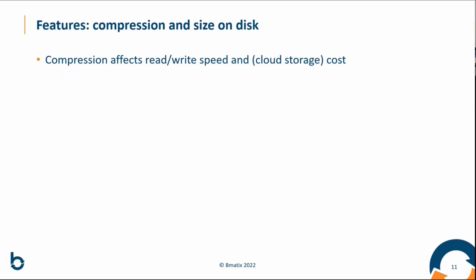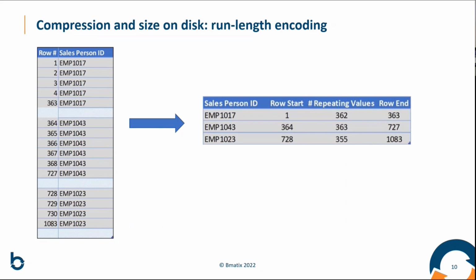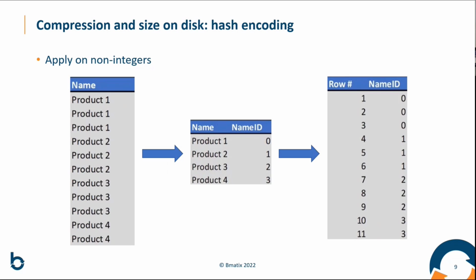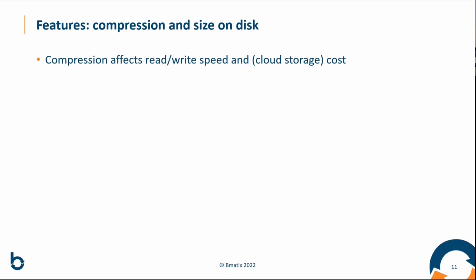The same is true for writing files from memory to disk, because it has, of course, to apply all these optimization algorithms before it gets written to disk. So this, of course, takes some CPU cycles as well. All these optimizations and compression techniques take up computing time, and that's why all these encoding and compression techniques also affect write speeds. Now, write speeds are usually less relevant for analytical purposes.